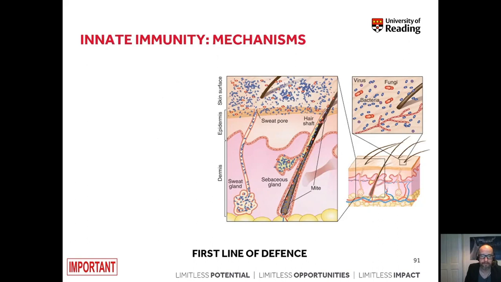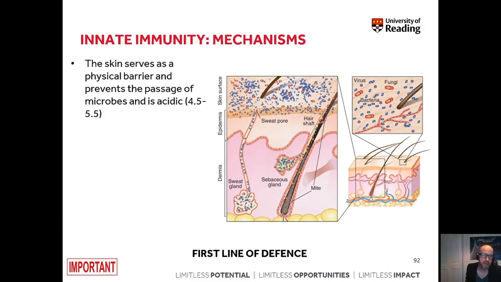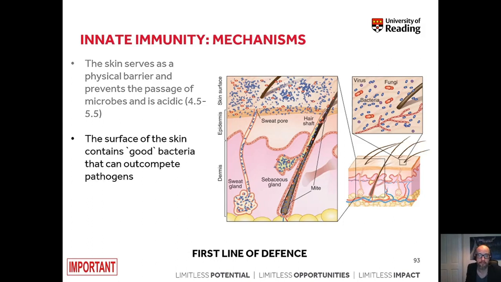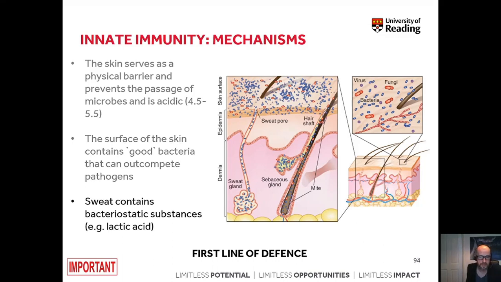If we now look a bit closer at the mechanisms, and more specifically at the first line of defense, we will see that the most obvious physical barrier, the skin, prevents the passage of microbes and is also quite acidic. The pH of the skin is between 4.5 and 5.5. Moreover, the surface of the skin contains good bacteria that can outcompete pathogens, and this is quite important. In addition to this, sweat also contains bacteriostatic substances, for instance, lactic acid.